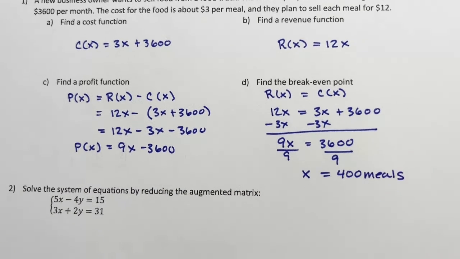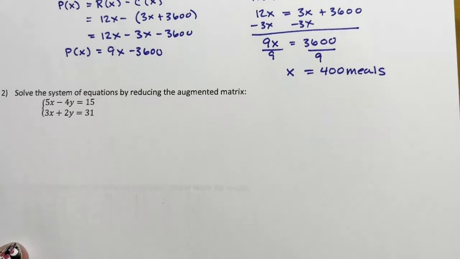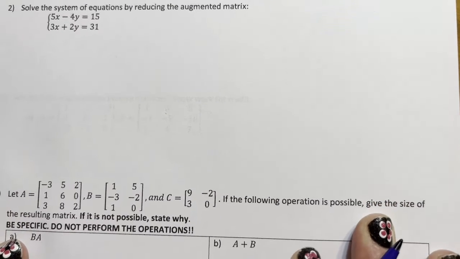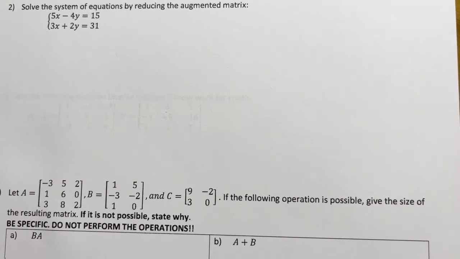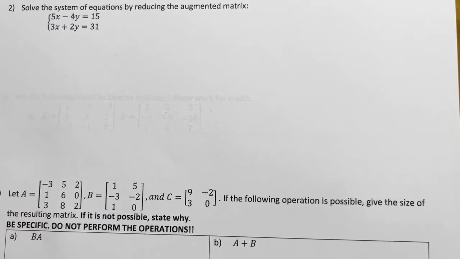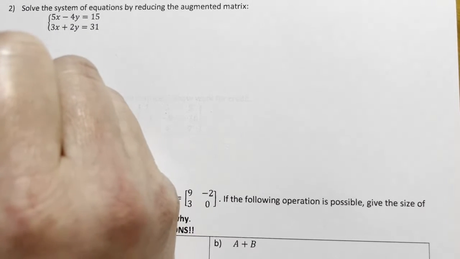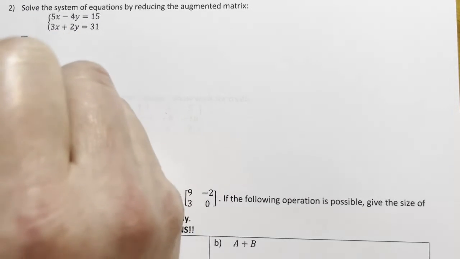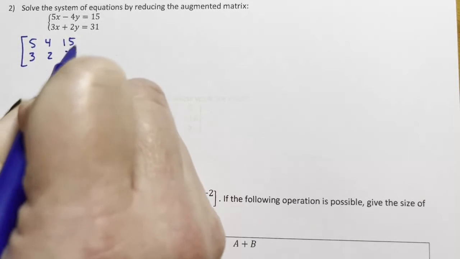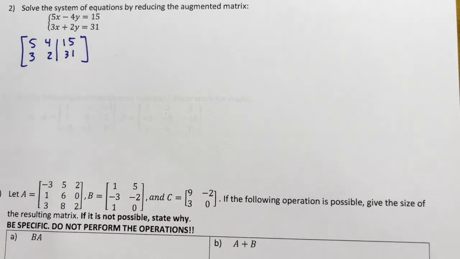All right, the next question in our linears, matrices, and all of that fun jazz is, of course, a Gauss-Jordan elimination type problem. So it says, solve the system of equations by reducing the augmented matrix. So first I need to create a matrix. A matrix is pulling the numbers out, 5, 4, 15, 3, 2, 31. Augmented means I'm just going to put a line in there, and that line represents the equal sign. It's not actually part of the matrix. It just is a visual help to help us know that there's an equal sign in this matrix.